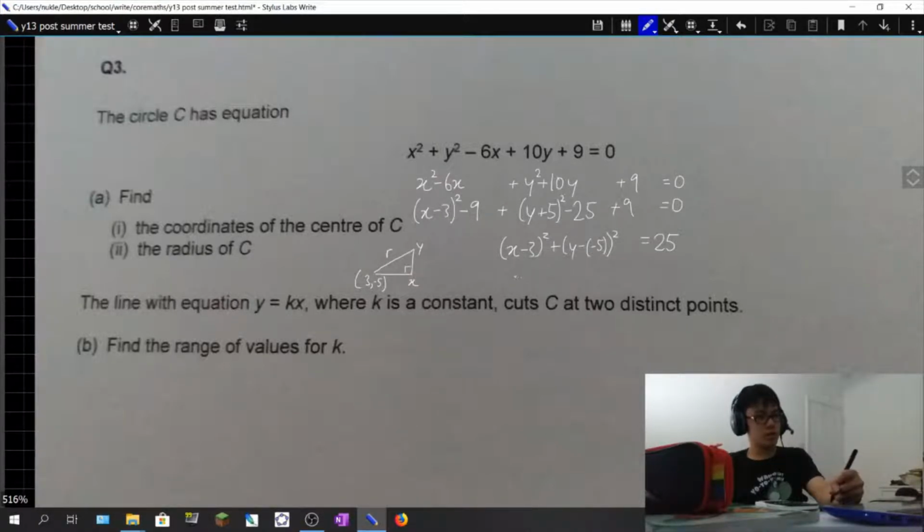So that means this is 5 squared. And that's your radius. So your center is going to be 3, negative 5. And radius is equal to 5.